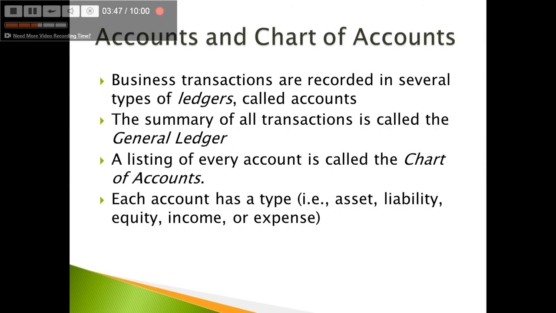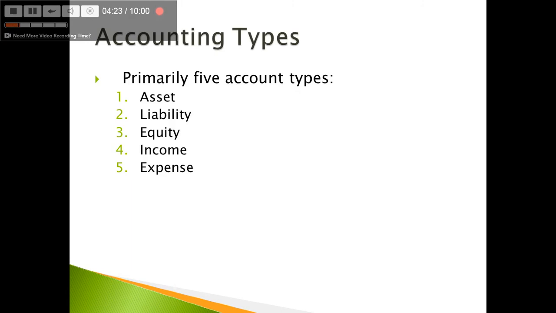Again, just like in our first semester of accounting, we've got accounts and a chart of accounts. Just tons and tons of accounts. Business transactions are recorded in several types of ledgers. We have a ledger for each one of our accounts. The summary of all transactions is called our general ledger. And then a listing of every account is called the chart of accounts, all things that you've understood and known before. And then each account has a type. So we have asset, liability, equity, income, or expense. These are all ones that we've seen. Sometimes we call them revenue accounts. Revenue and income are the same thing.